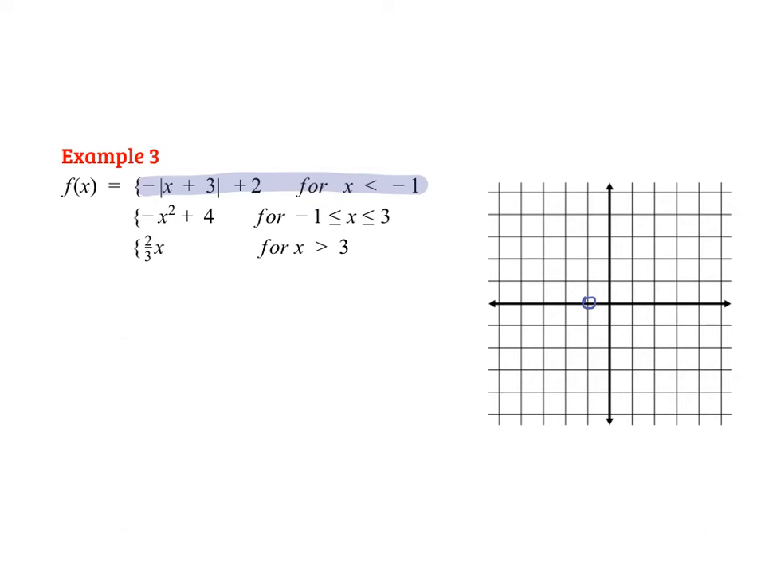So for the rest of the graph, you could just substitute points, or we can remember that the vertex of this is going to be at -3, 2. So I can plot that point. And this absolute value function is going to open downward, and to the right, it will have a slope of -1. So it'll actually look like this. And then to the left, it has the opposite slope of +1. So again, +1 if you read the graph from left to right. So our function looks like this on this interval. So now we can move on to the quadratic portion of our interval.